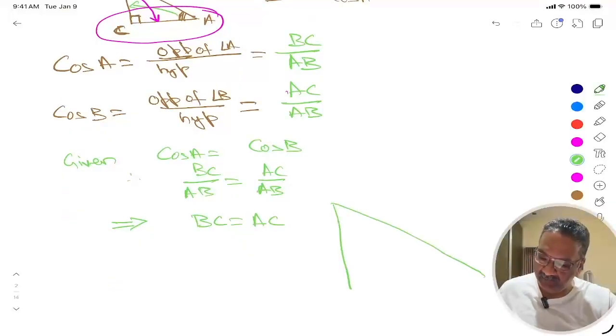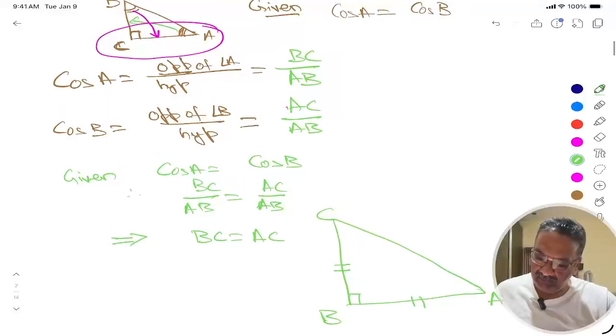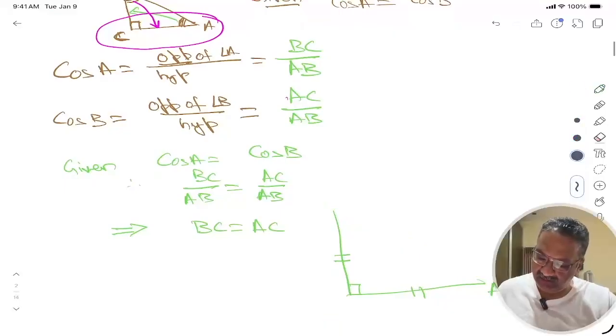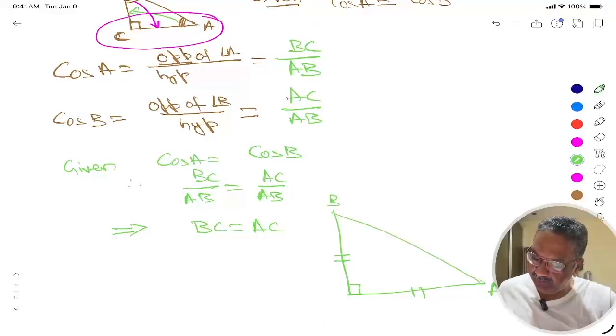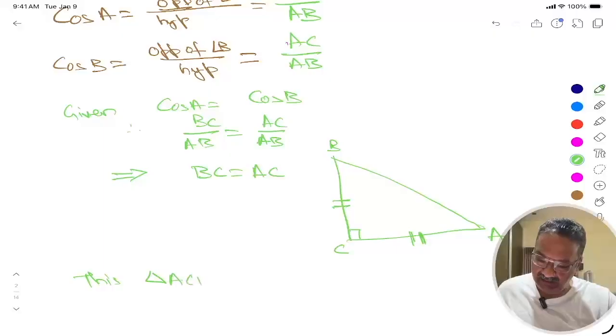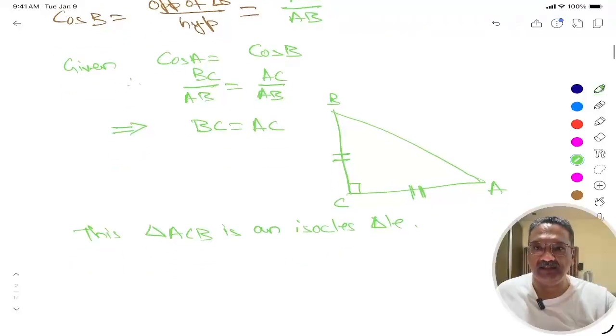So how is it here? We have A, C, B. We have now BC is equal to AC. Sorry, it will be right angled here. A, B, C. We have BC is equal to AC. This side and this side are the same. Okay? So therefore this triangle ACB is an isosceles triangle. In an isosceles triangle, what happens? Opposite sides will be equal.